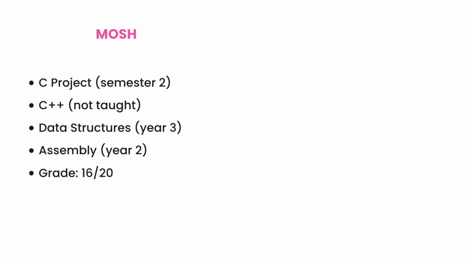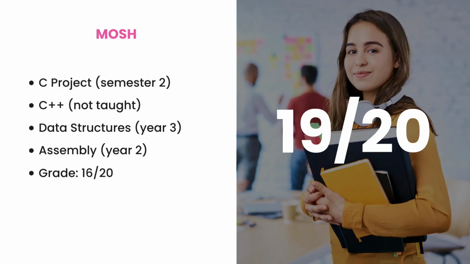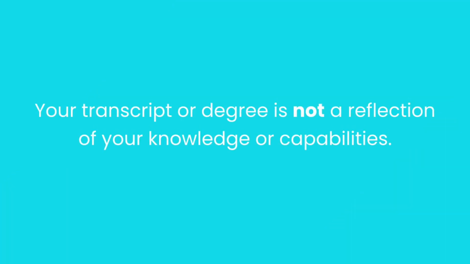It's 16. Interestingly, there was a girl in the class who got 19, and I actually helped her do her Pascal project, which was the basics of programming in semester 1. Basically, I did the project for her. Now here's the interesting part. The girl who couldn't do her Pascal project herself got 19 in C programming, and I got 16. That's how universities are. That's how they waste your time and money. And your transcript or degree is never a reflection of your knowledge and capabilities.